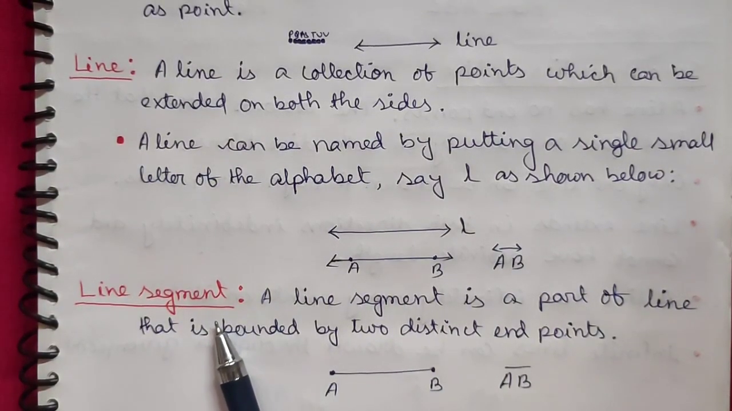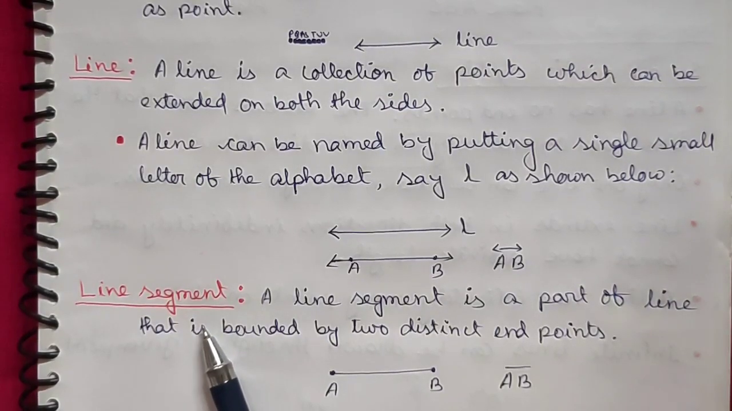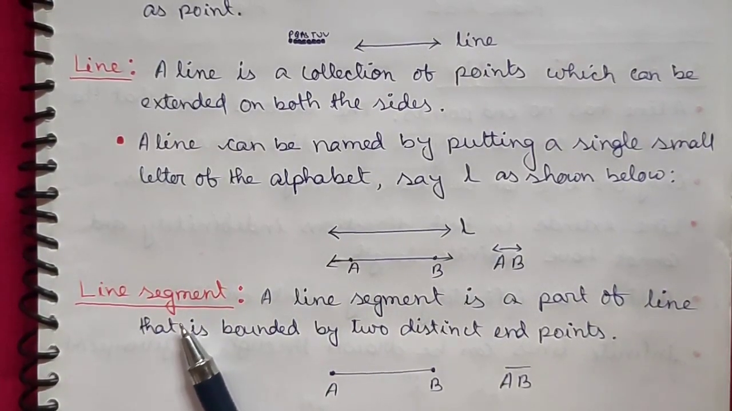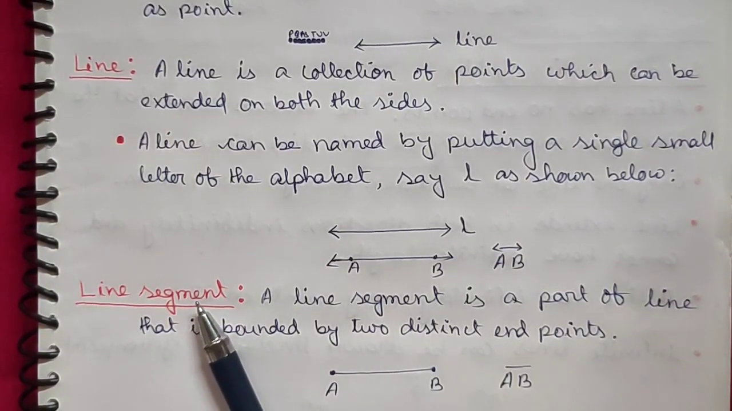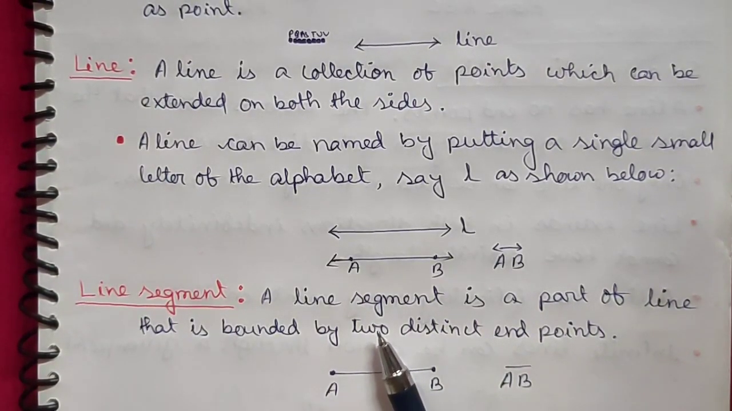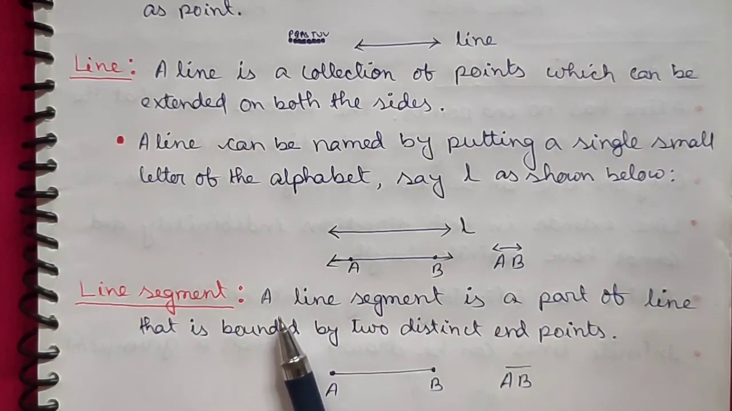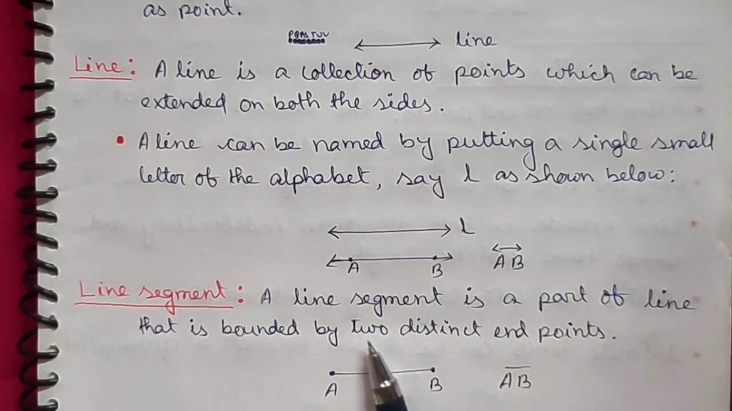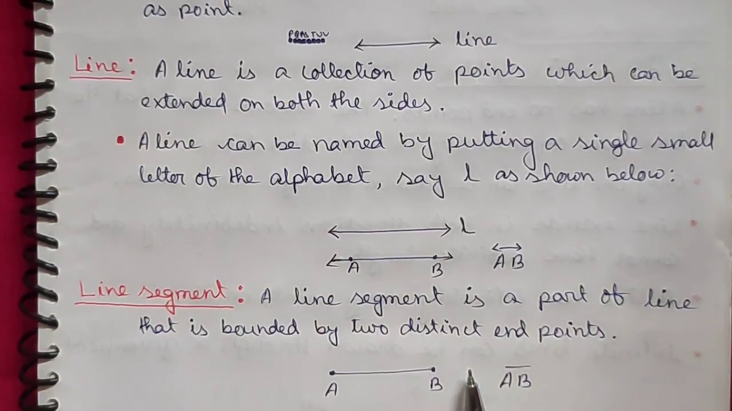After the line, we will know line segment. So can anyone say what is line segment? Here one thing, segment means what? Segment means a part or a portion. So line segment means a part of a line. Okay, so can we say a line segment is like this? A line segment is a part of a line that is bounded by two distinct endpoints. Okay, two distinct endpoints. Clear?